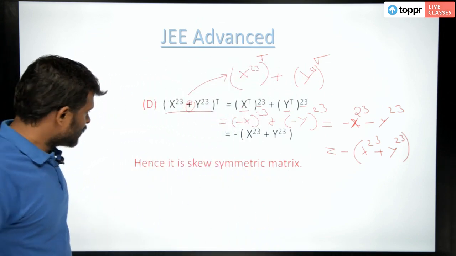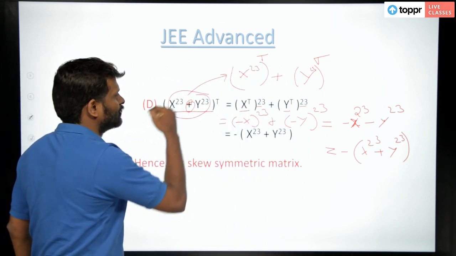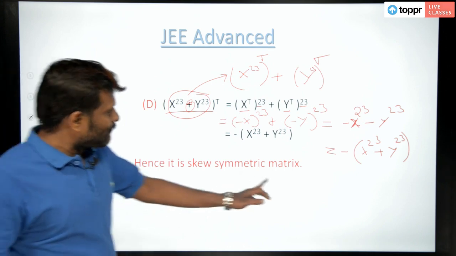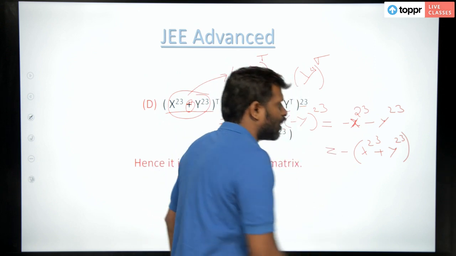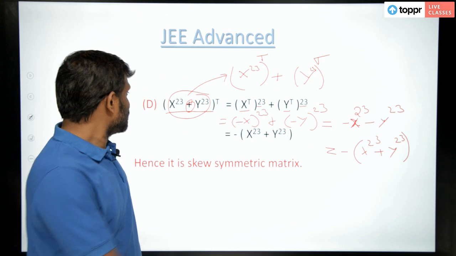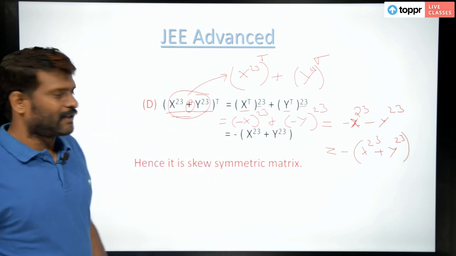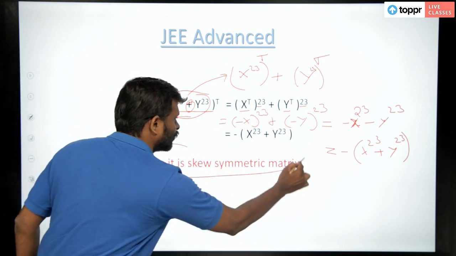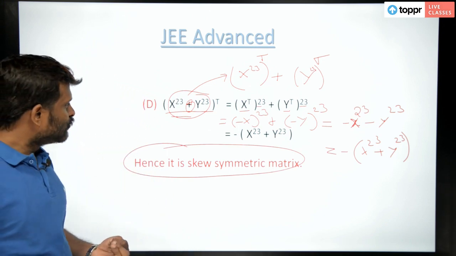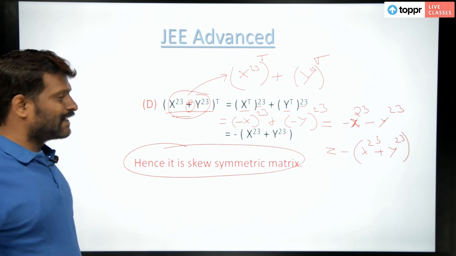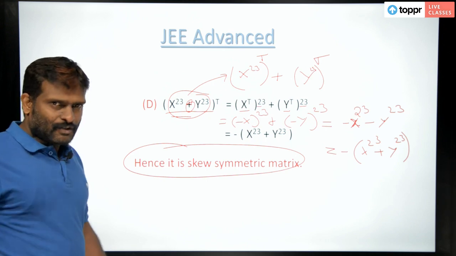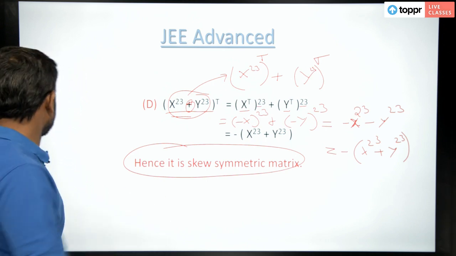So, what happened here? The transpose of this particular matrix x power 23 plus y power 23 has come as a value which is negative of x power 23 plus y power 23. That means this is a skew symmetric matrix. So, D is also one of our options. So, D and C are the skew symmetric matrices given in our options, and A and B are not skew symmetric matrices, they are symmetric matrices. If the question asked about symmetric, then A and B would be your answers, right.